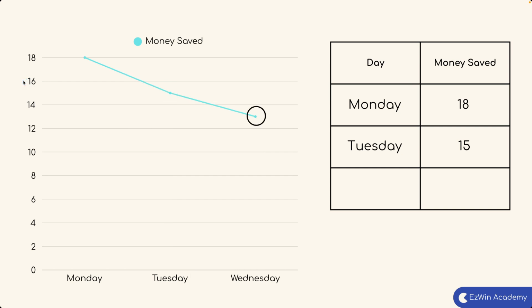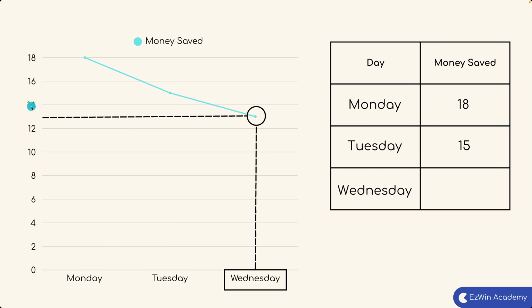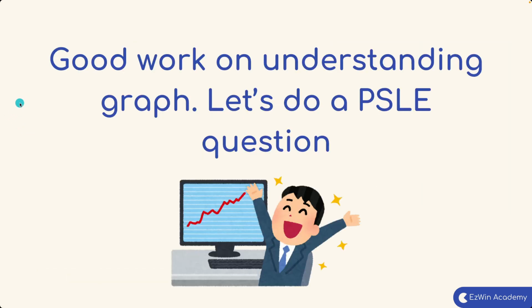So now if we were to go Wednesday, and the thing is that it points to the middle of 14 and 12. Can you guess what the number is? If you guessed 13, then you are right because it goes from 12, 13, and then 14. So now you have an understanding of the graph. Let's do a PSLE question.